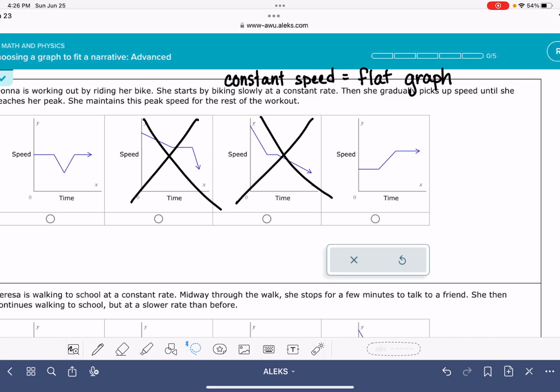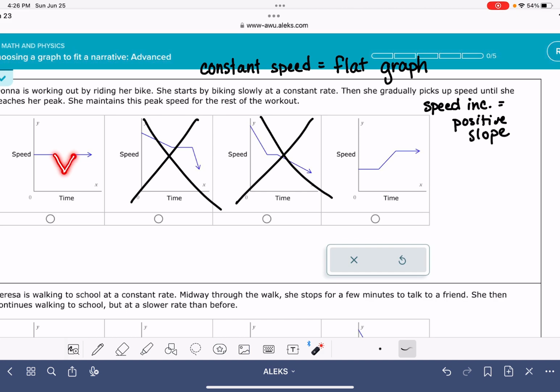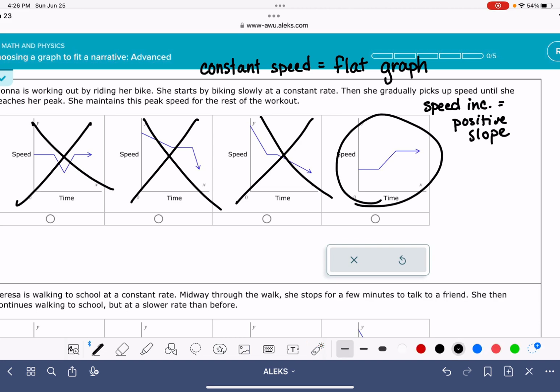And then it says she gradually picks up speed. So that means that the speed is increasing, which means that our graph would have a positive slope, which we can see right here. So this would be increasing speed. This graph over here, speed is decreasing, and then it increases again, but it doesn't tell us anything about her speed decreasing. So I'm going to go with this graph right here, but let's finish reading what it says.